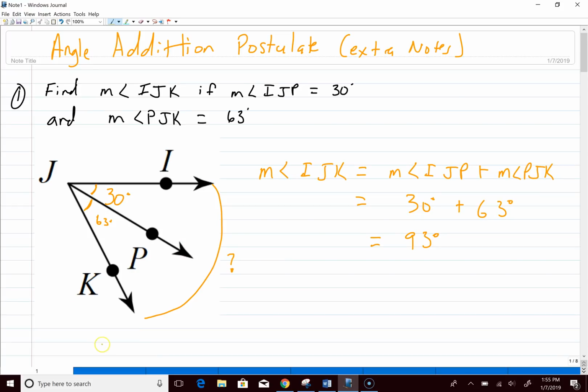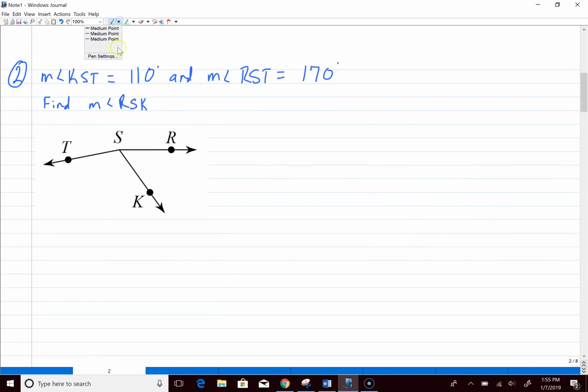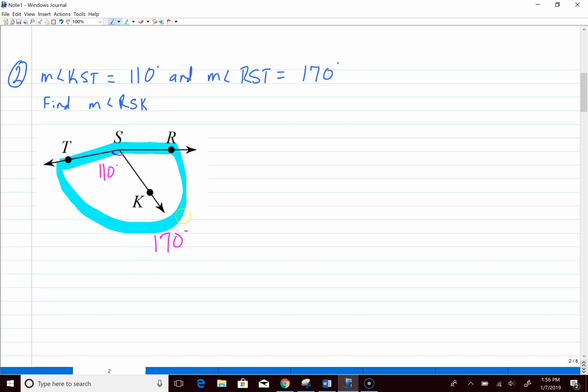All right, number 2. So this picture says, if the measure of angle KST, this angle right here, this is KST, it's 110. And the measure of angle RST, okay, so RST goes from here to there, so the whole thing, the whole angle is 170. Find the measure of angle RSK. So you're looking for this piece in here.